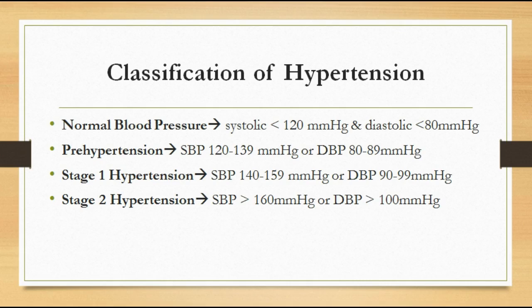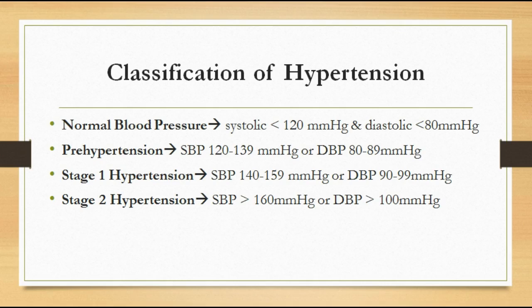Hypertension is classified under four categories. The first one is normal blood pressure. Let me explain the numbers. Systolic is the blood pressure number on top, and diastolic is the reading at the bottom. Systolic, the one on top, is when the blood is pushing against the walls of the heart to circulate blood all over your body. Diastolic is when the heart has taken a rest before it picks up another beat.